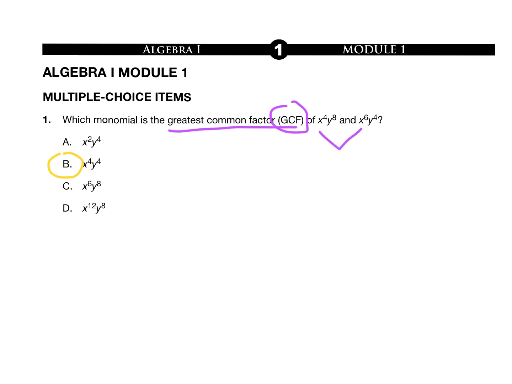So when I look at the x's, what they have in common there is that they have 4 x's in common, so x to the 4th. And when we look at the y's, between the 8 and the 4, they have 4 in common there as well. So that makes my final answer B.